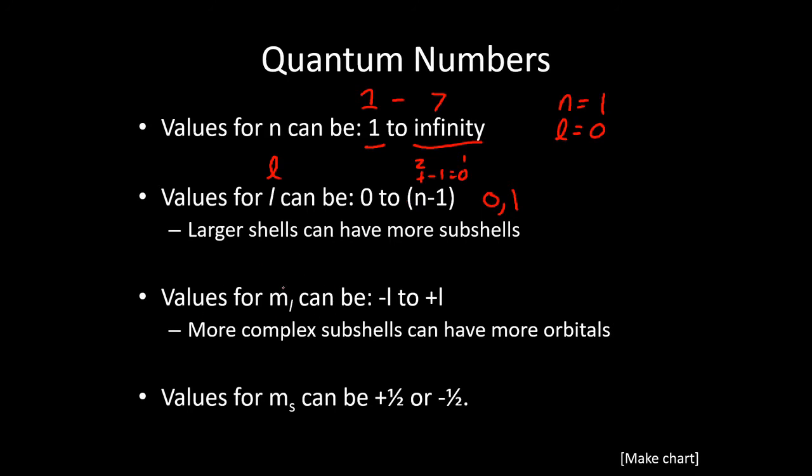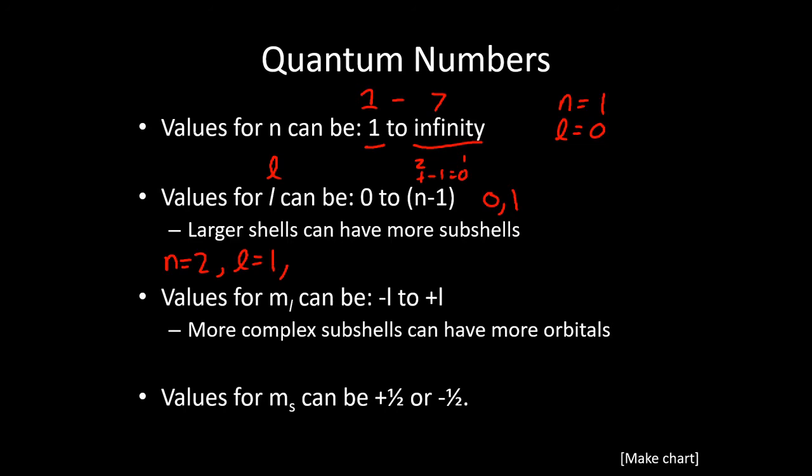And the same thing is true for the third quantum number here, the magnetic quantum number. Its possible values are determined by the value for L. So let's say, for example, we had an electron where n was 2 and its L value was 1.